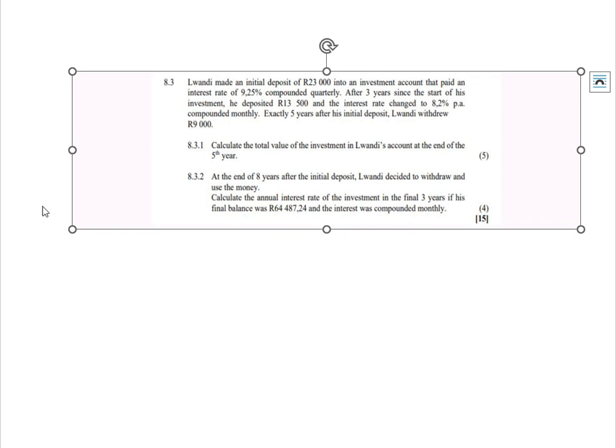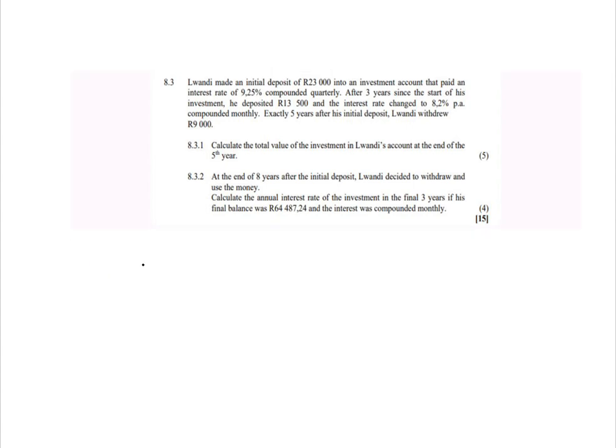In this lesson, we'll be doing an example on how to calculate the final amount at the end of the compounding period. So the question says, Lwandi made an initial deposit of 23,000. This is something to highlight. So he made a deposit of 23,000 into an investment account that paid an interest rate of 9.25% compounded quarterly. After 3 years, since the start of his investment, he deposited 13,500.